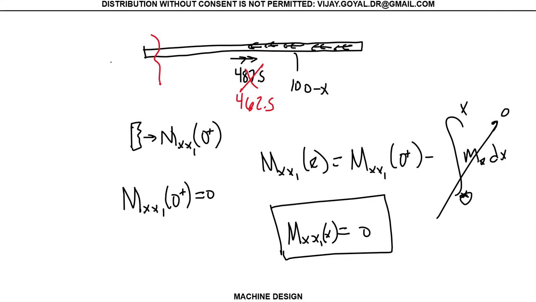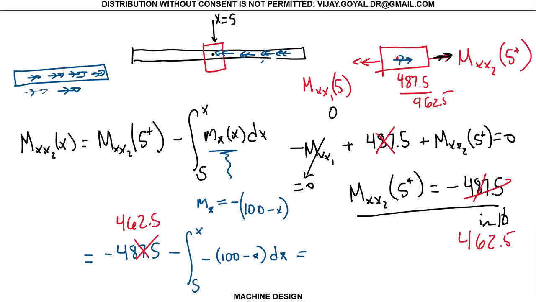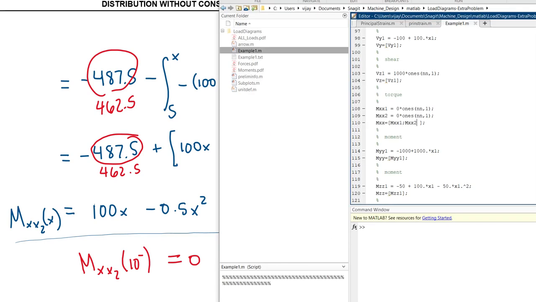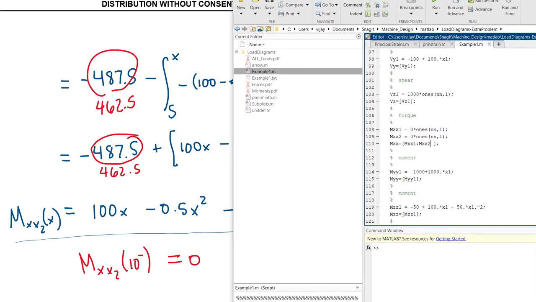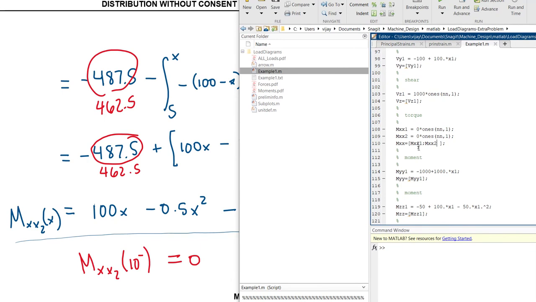And your second segment, the value of your torque is this equation. So how do I write this equation in MATLAB? I will say the second segment is 100 dot multiply times x2, because I am in the second segment, minus 0.5 dot multiply x dot squared. The reason is that this is a vector, so I have to put the dot and x2.